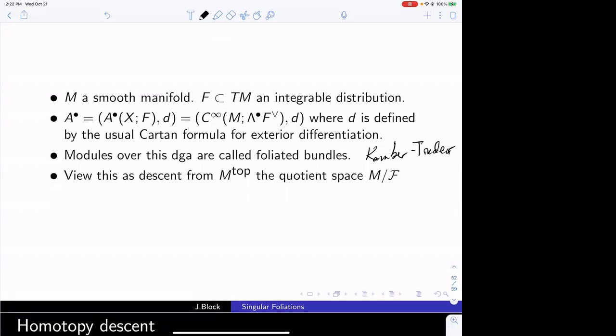I haven't checked this, but my guess is that a module over this DGA probably should give rise to a module not over the foliation C-star algebra, but over the algebra of, what do you call it, where you don't take holonomy, not the holonomy groupoid, but the monodromy groupoid, where you don't mod out by; it's a bigger groupoid. I haven't checked that, but that seems like the natural thing to check.